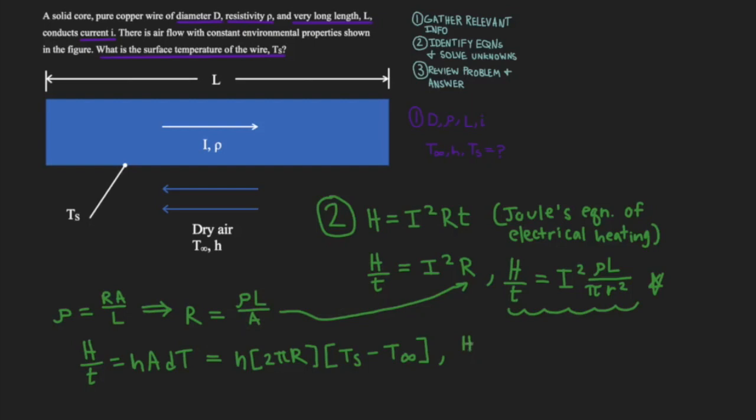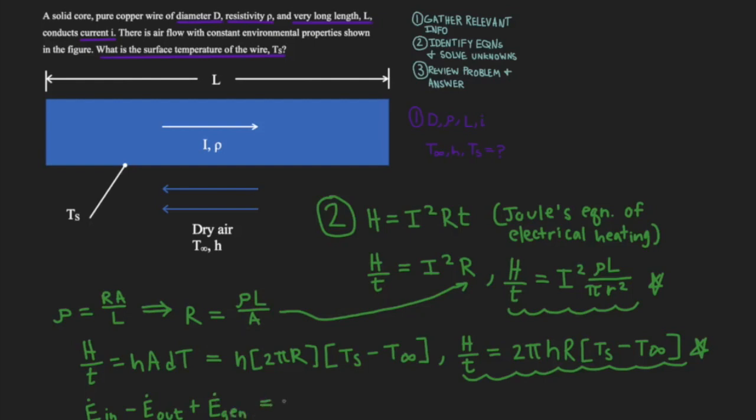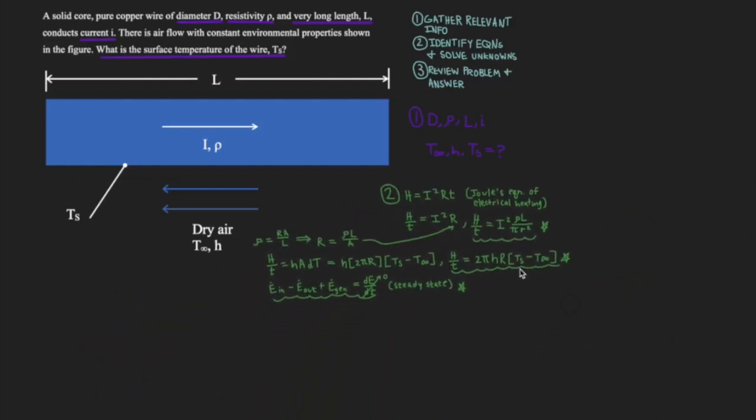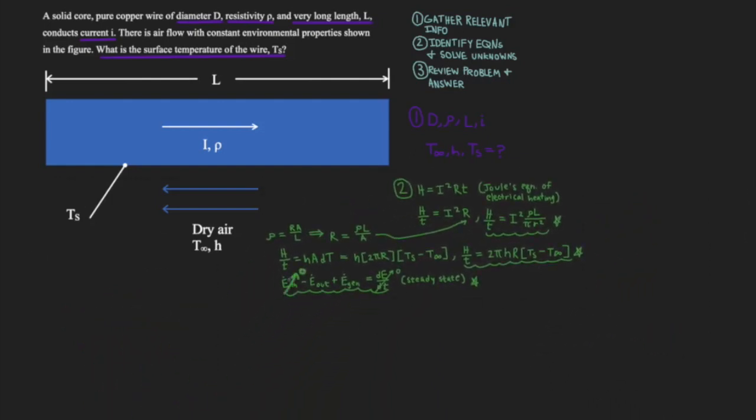Now we need our convection equation. Heating per time for convection is equal to our convection coefficient times area times our change in temperature. This is equal to h times 2 pi r L, which is our area of the surface that's exposed to convective heating, times the surface temperature minus temperature at infinity. And the last equation that we're going to need is our energy balance equation. For this, the energy in minus the energy out plus the energy generated is going to be equal to 0 because this is a steady state problem, or the energy conditions are constant with respect to time.